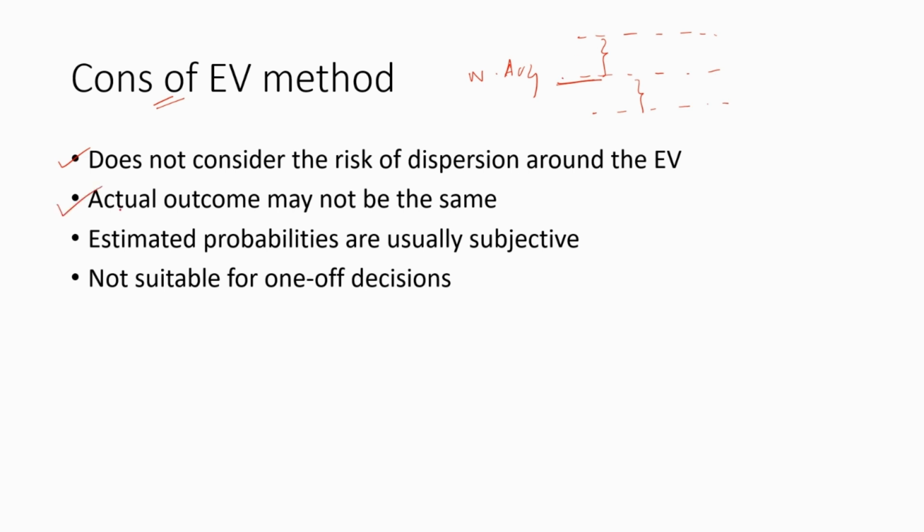Actual outcome may not be the same, which means expected value is an estimate. And also this is an average value. In reality, this will not be achieved.